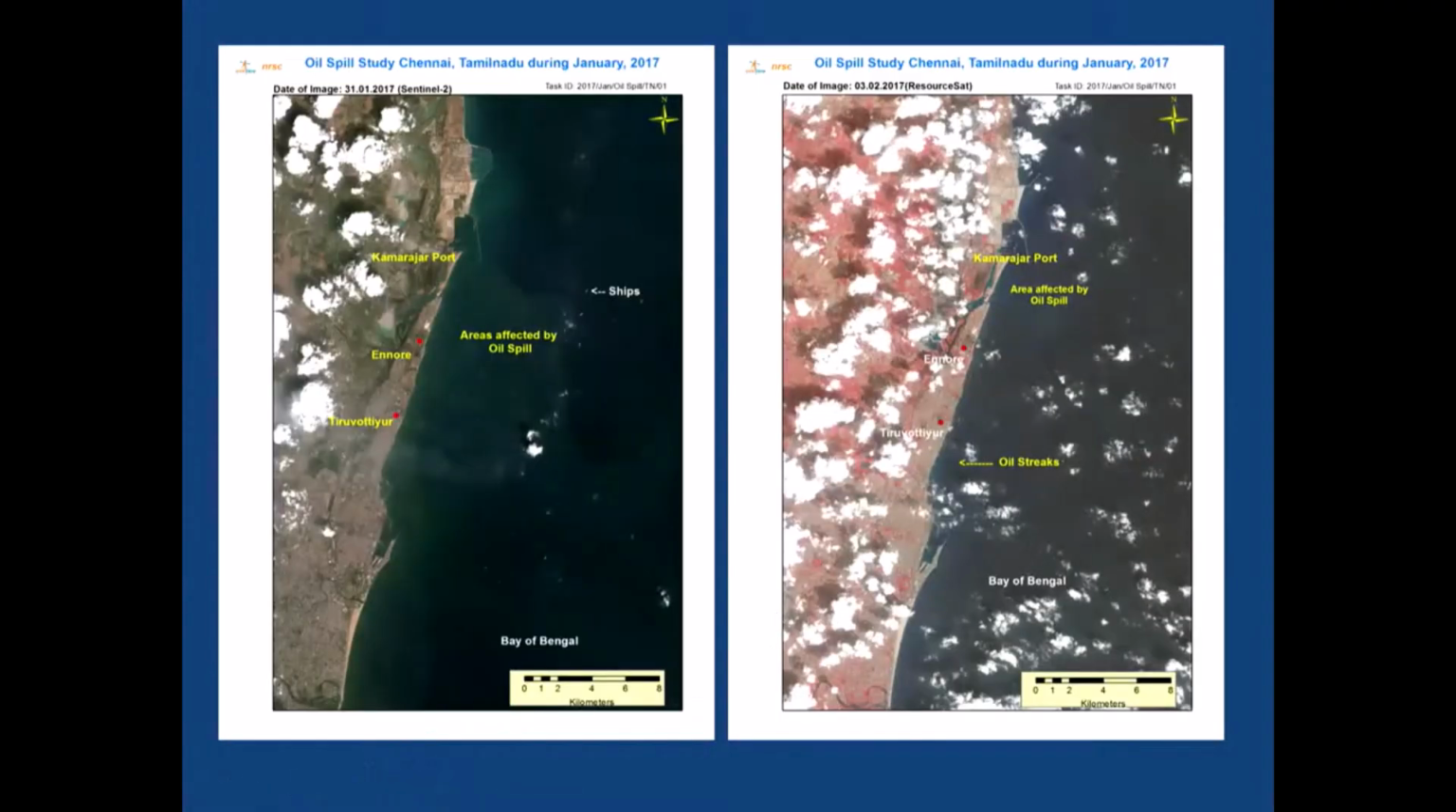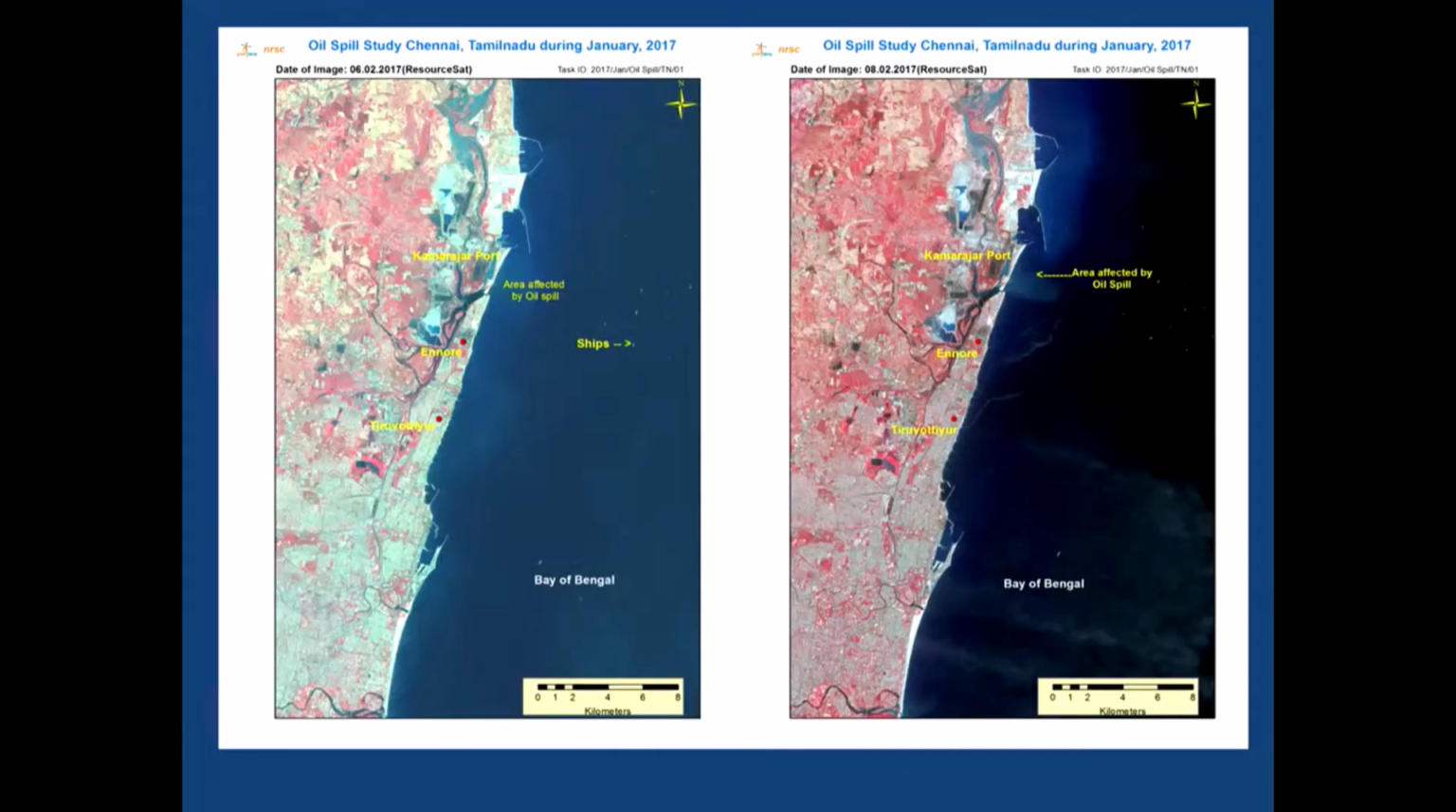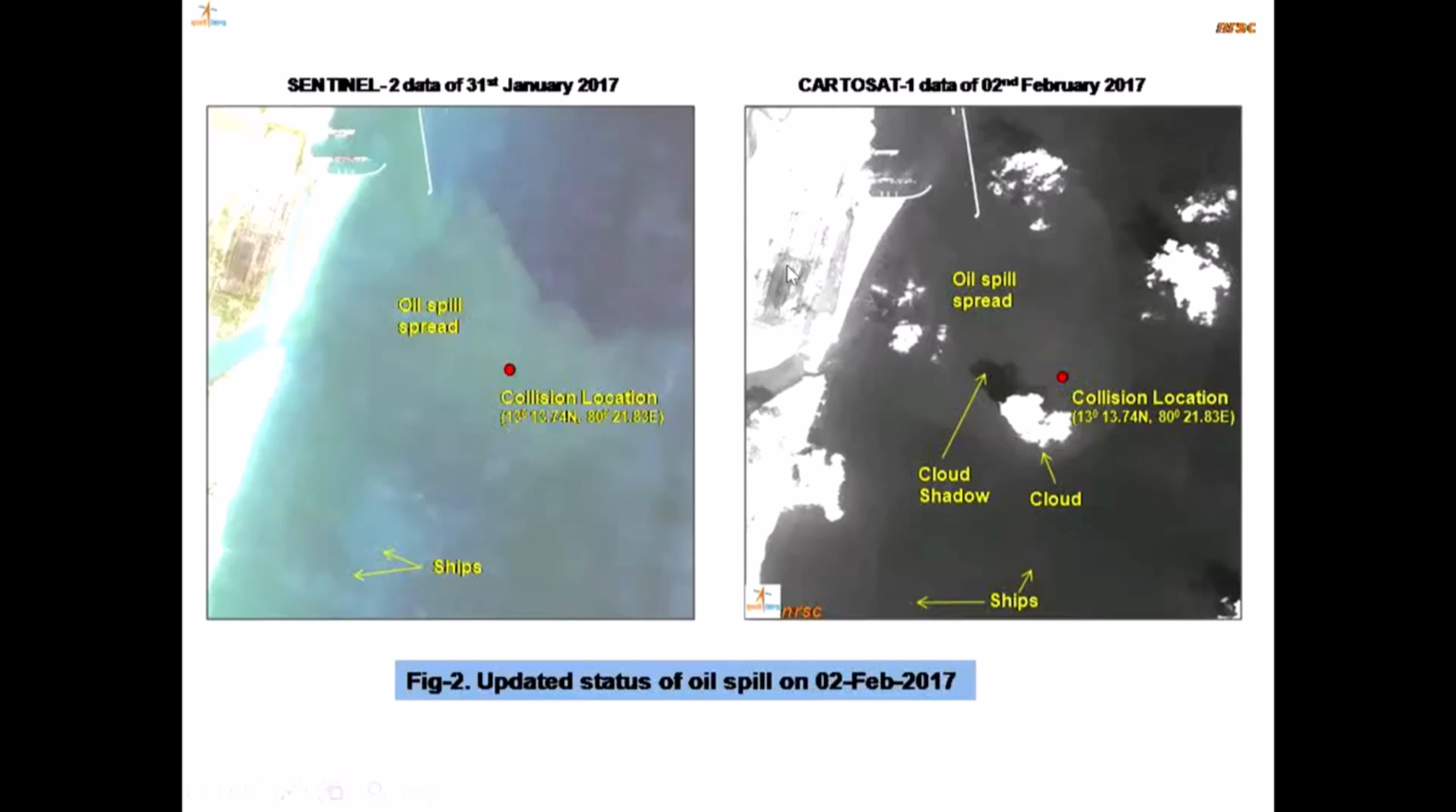And these are the visible remote sensing data from different satellites, both Indian satellites and foreign satellites, showing the distribution of oil. And this data is also from visible remote sensing. Yeah, this is the collision location and oil spill, how it has spread, and this is the visible data, and this is the Cartosat data.